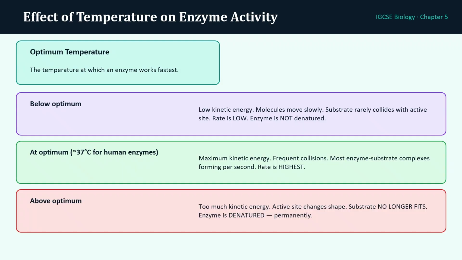Situation above the optimum temperature is this. This is the examiner's favorite part. Now, too much kinetic energy is there. Enzyme molecules literally begin to shake apart. The active site changes shape. So when the active site has changed its shape, it means the substrate can no longer adjust or fit into it. We can say that the enzyme is denatured. Remember the keyword denatured, not killed.